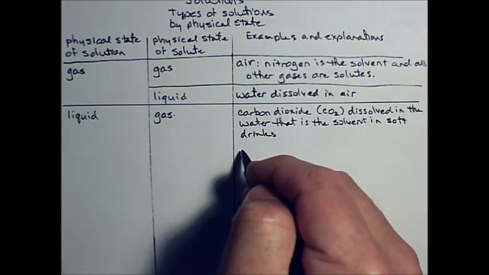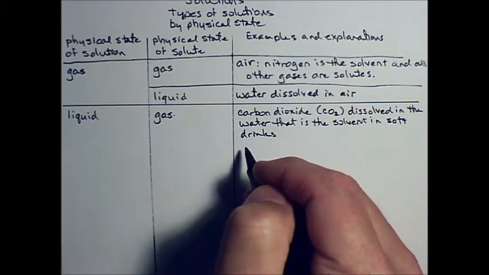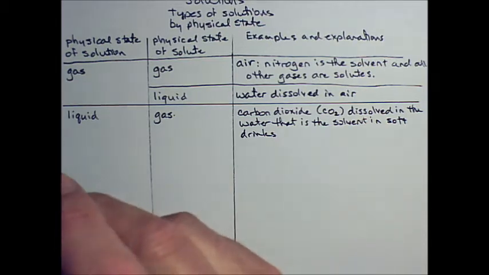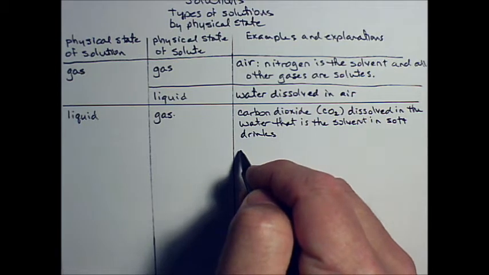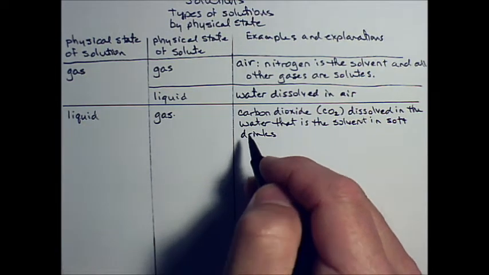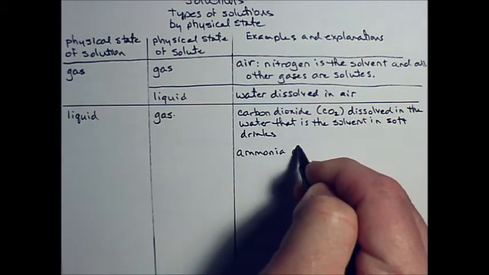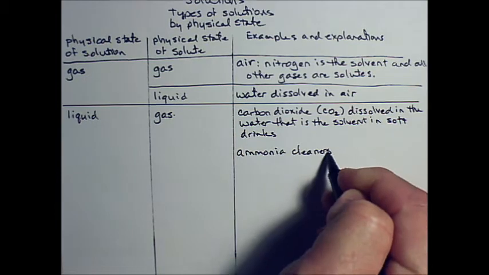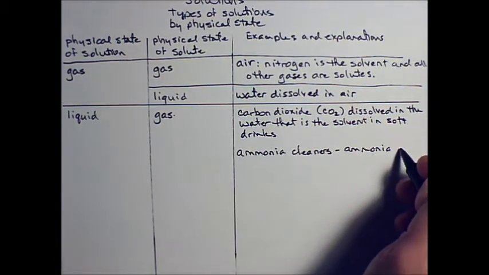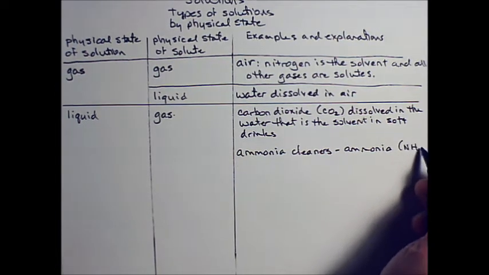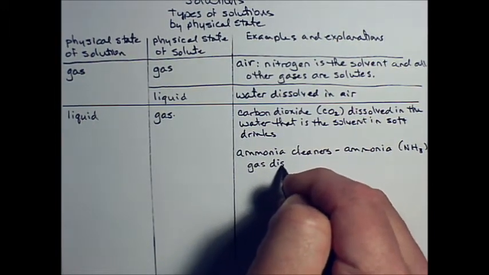There are household cleaners, and if you go to the store and buy a household cleaner that says ammonia, well, ammonia itself is a gas, and what they do is they dissolve that ammonia gas in water, and so ammonia cleaners are ammonia gas dissolved in water.